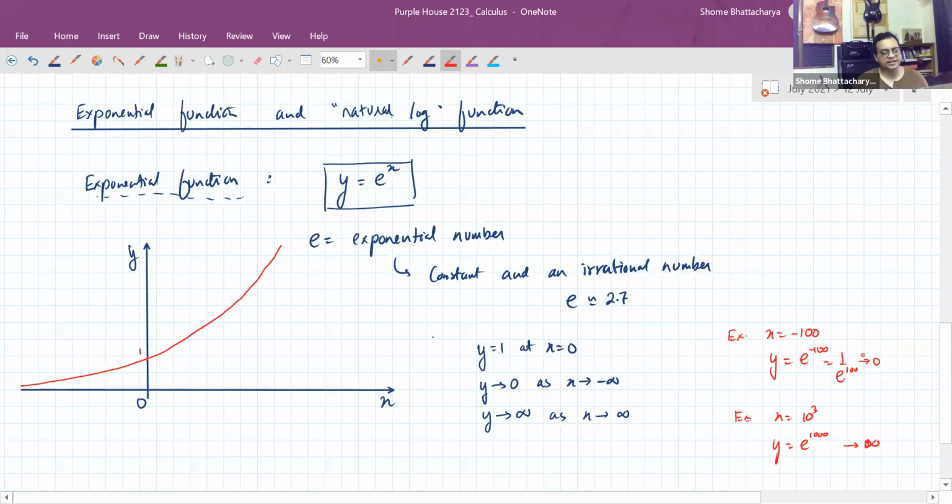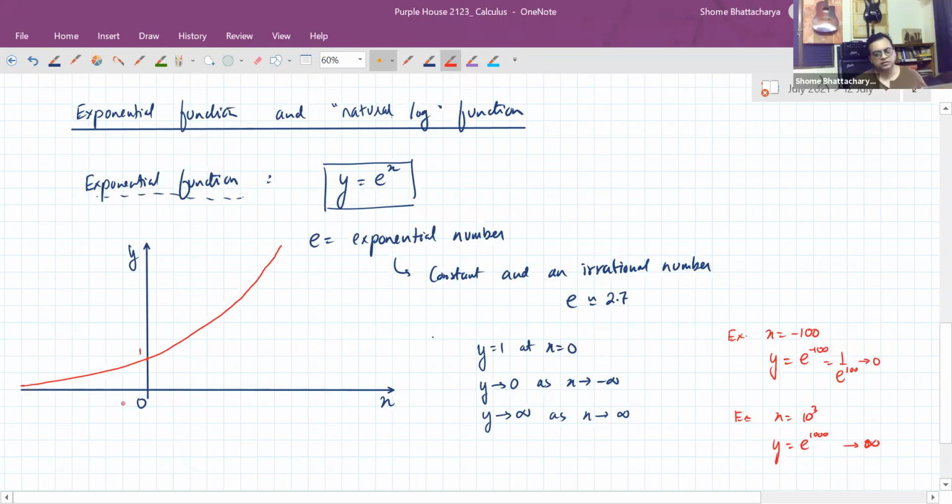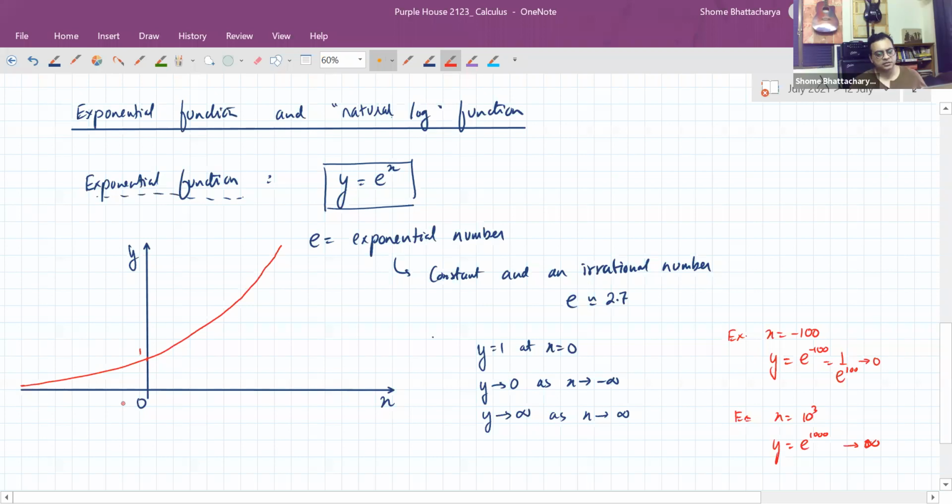So, whereas if x is negative, the further down you go on the negative side, the smaller the value of y becomes. Yes. So I was asking, you have said that the value of e is approximately 2.7. So if x is 1000, then y will be equal to 2.7 raised to 1000, like that. Yes, exactly. That is the meaning of power. Okay, x is the power of e.